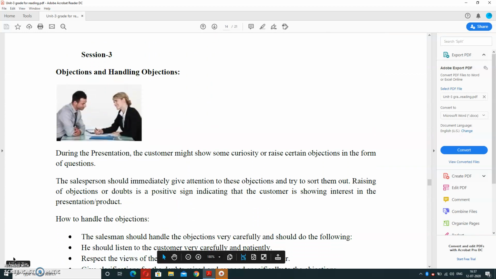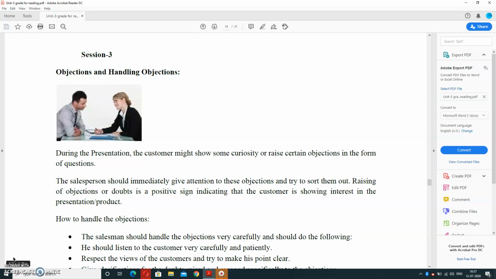Generally it happens when we are presenting something in front of others, when we are showing a presentation, that the customer might show some curiosity or raise certain objections in the form of questions. The salesperson should immediately give attention to these objections and try to sort out the customer's problem. Raising an objection or creating a doubt is a positive sign indicating that the customer is showing interest in your product or your presentation.